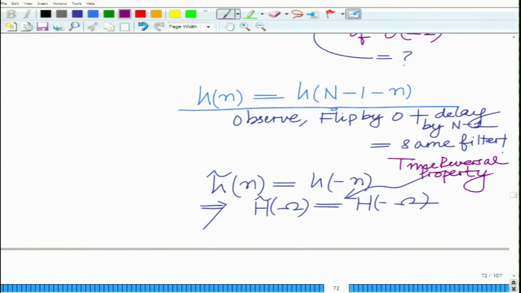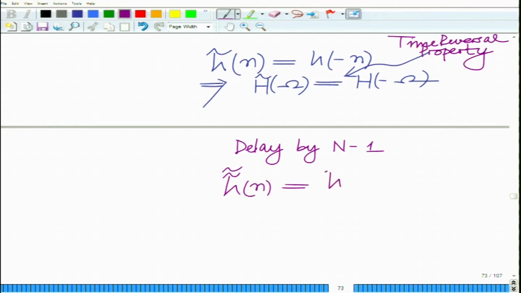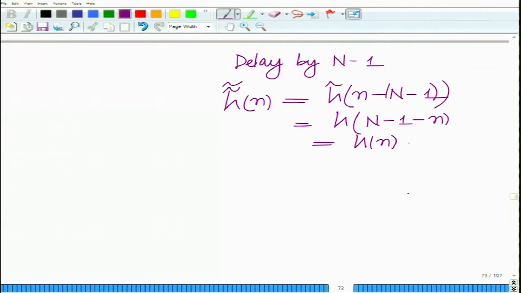This is from the time reversal property, h tilde omega equals h of minus omega. Now, delay by n minus 1. So, we have h double tilde n, which is h tilde of n minus 1, which is basically equal to h of n minus 1 minus n, which is equal to h of n by the property of the filter.